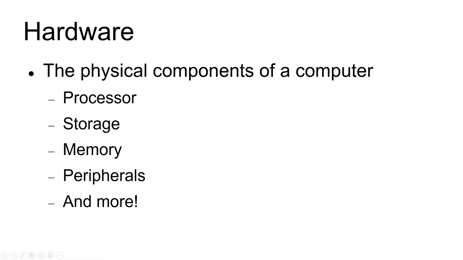So the hardware is the physical components of a computer. Those physical components are hard, so hardware. Now there's a lot of different physical components that actually show up in a computer. Ones that we'll talk about to some extent at the very least are the processor, storage, memory, and peripherals. The processor is the actual brains of the computer. So this is responsible for actually running whatever programs you're trying to run on the computer.